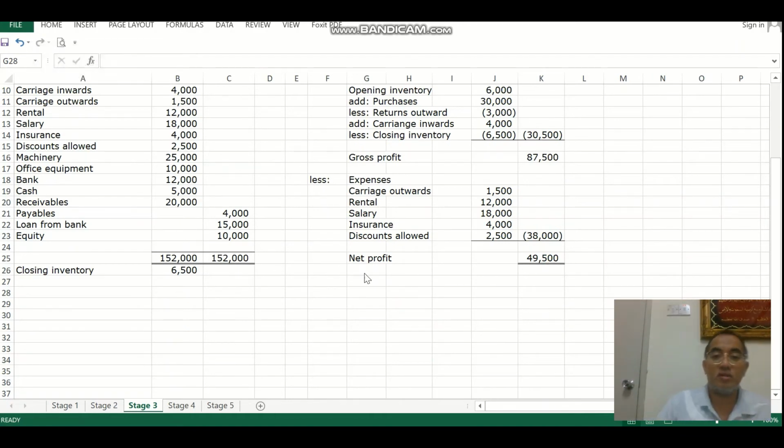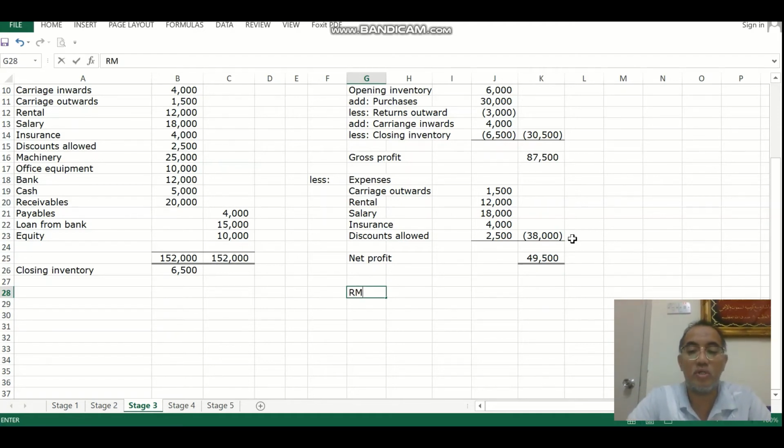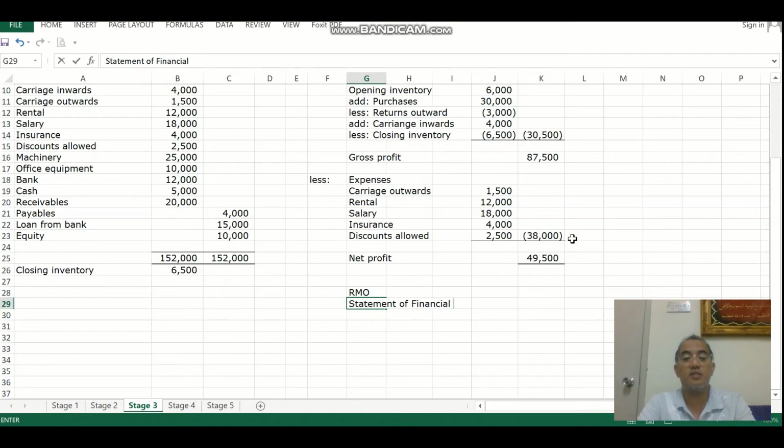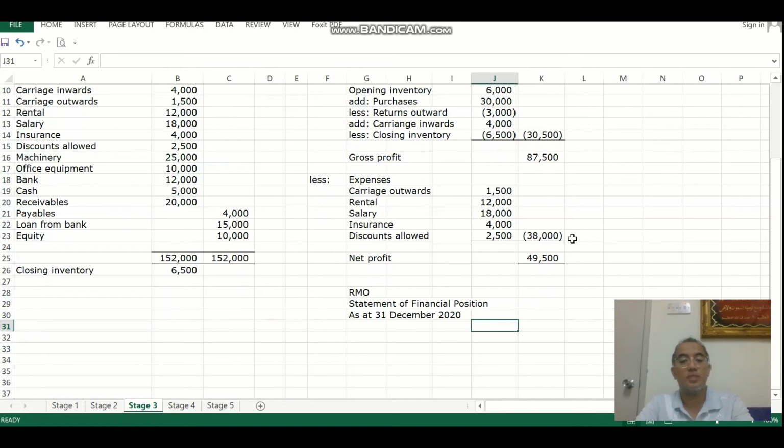Okay, for statement of financial position, same like what we did previously, we need to put a label. So RMO is the name of our business, restricted movement order. And what is the type of statement that you are doing? Statement of financial position as at 31st December 2020. This is the ringgit column.